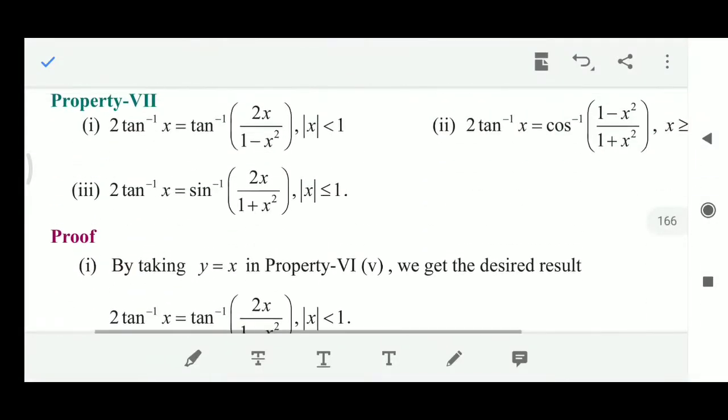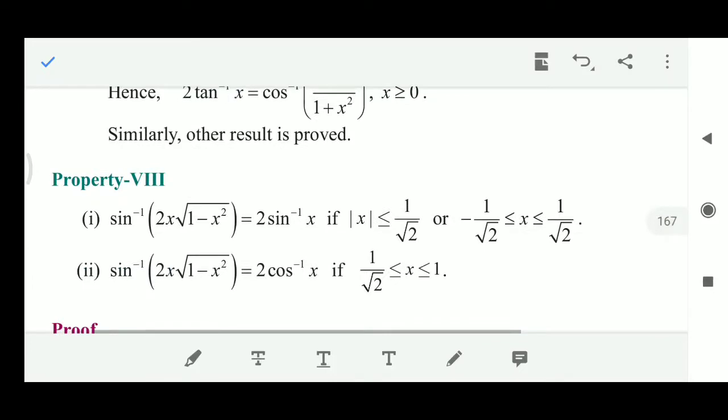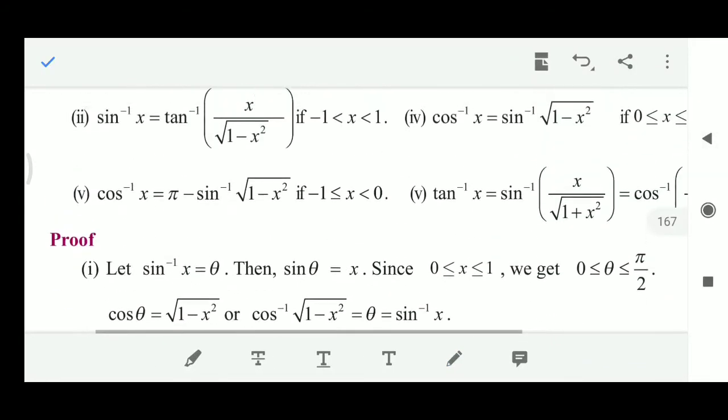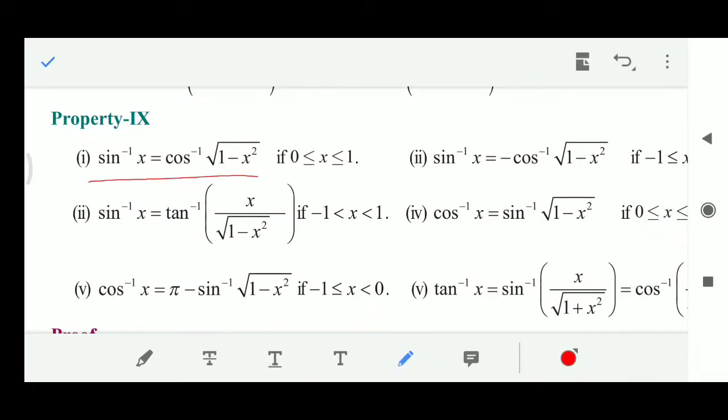The next one is the seventh property. 2 tan inverse of x is equal to tan inverse of 2x by 1 minus x square. Next, 2 tan inverse of x is equal to sin inverse of 2x by 1 plus x square. Then 2 tan inverse of x is equal to cos inverse of 1 minus x square by 1 plus x square. Then the eighth property is sin inverse of 2x into root of 1 minus x square equal to 2 sin inverse of x. Like that sin inverse of 2x into root of 1 minus x square can be written as 2 cos inverse of x. Then the ninth property is sin inverse of x is equal to cos inverse of root of 1 minus x square.